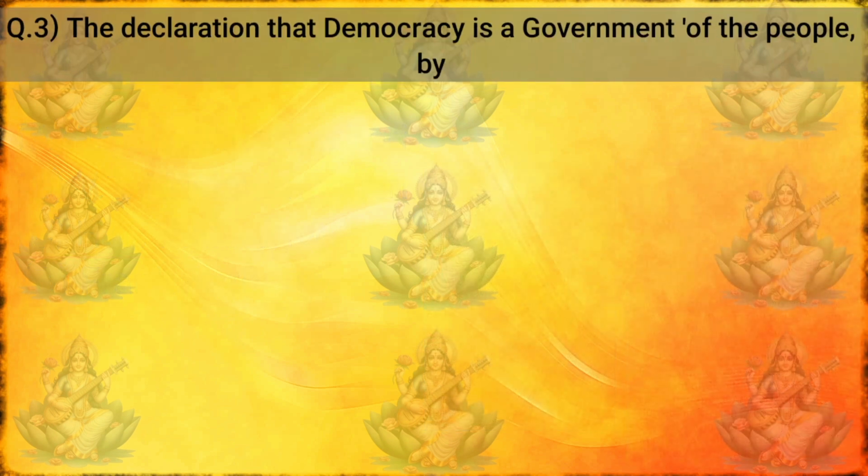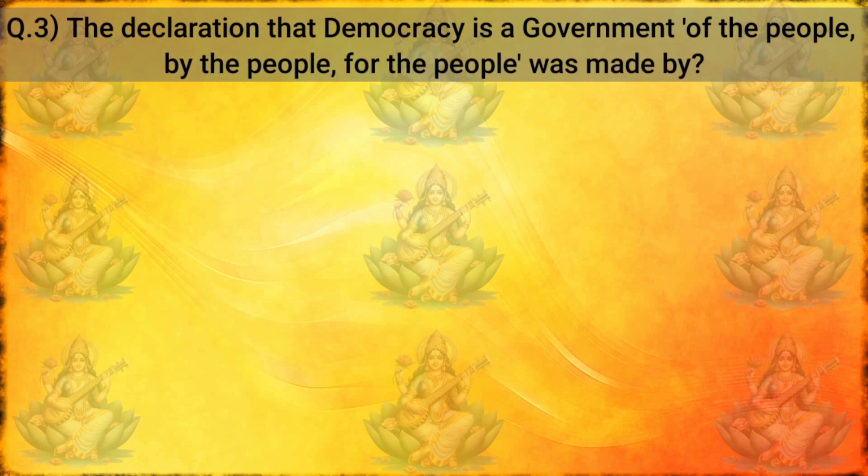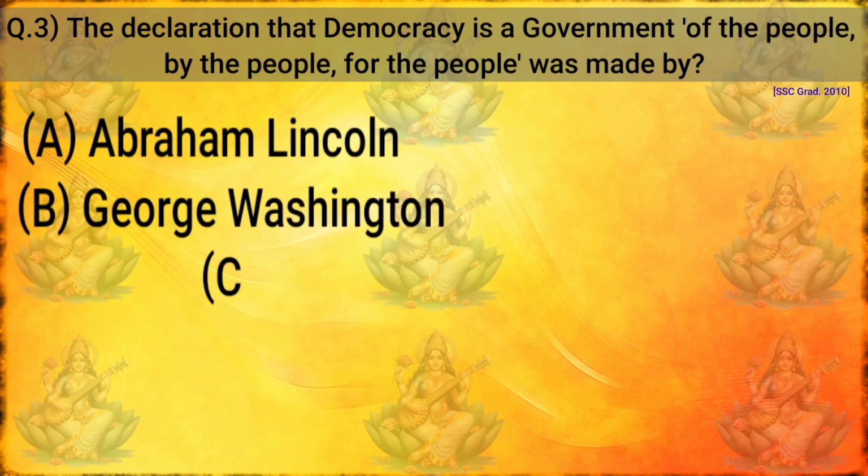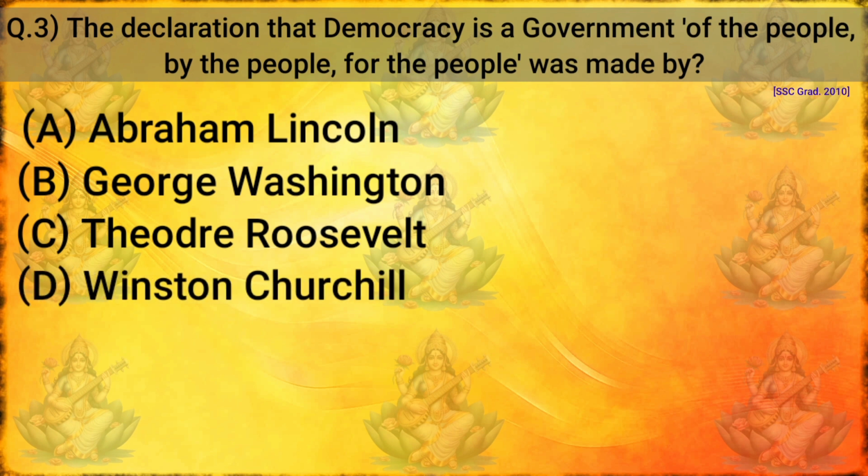The next question is, the declaration that democracy is a government of the people, by the people, for the people was made by. The given options are A. Abraham Lincoln, B. George Washington, C. Theodore Roosevelt or D. Winston Churchill. It came in SSC graduation 2010 friends. You should know this. The correct answer is option A. Abraham Lincoln.